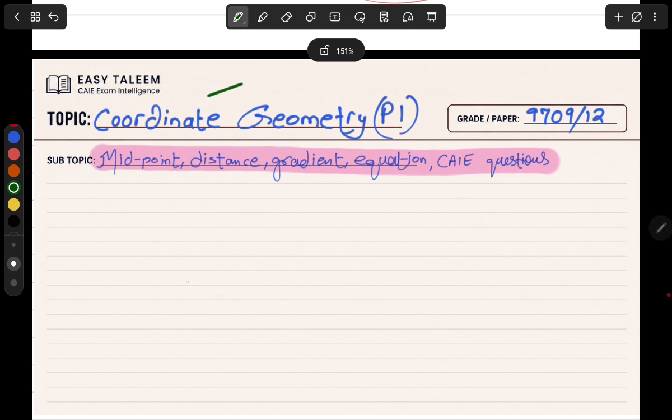Every single straight line question in coordinate geometry comes from one simple idea, and that is the relationship between 2 points A and B. That's it. Once you truly understand that, the formulas become almost obvious. So today we are not memorizing, we are understanding. But before we begin, let us remind ourselves where we are.